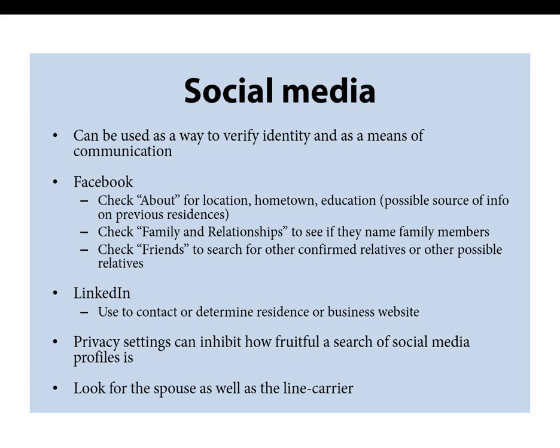So if you're looking at a Facebook profile, trying to determine if this is the person you're interested in, there are a few places you want to check. You want to check the About section for their current location, their hometown, or the education, which might tell you where else they lived previously, if they list their high school or college. You'll want to check the family and relationships section of a Facebook profile because some people do list family members. They might list their children, their cousins, aunts, uncles, etc. Right there on their Facebook profile.